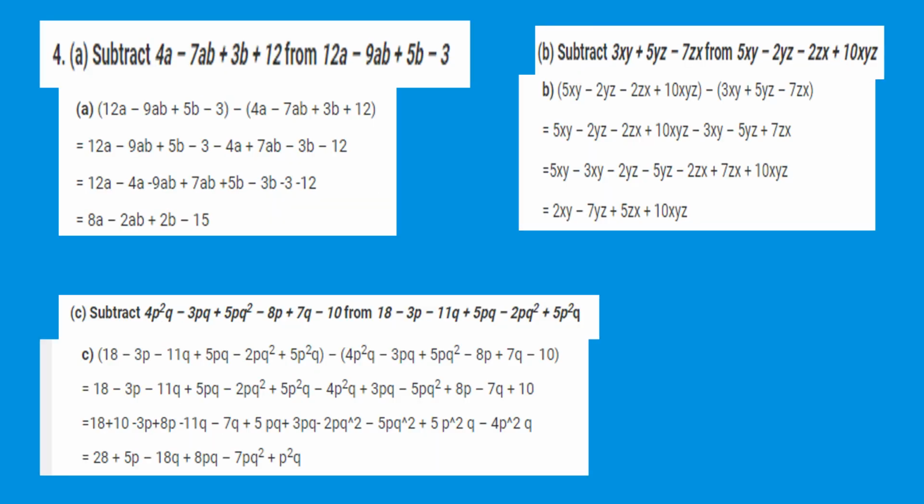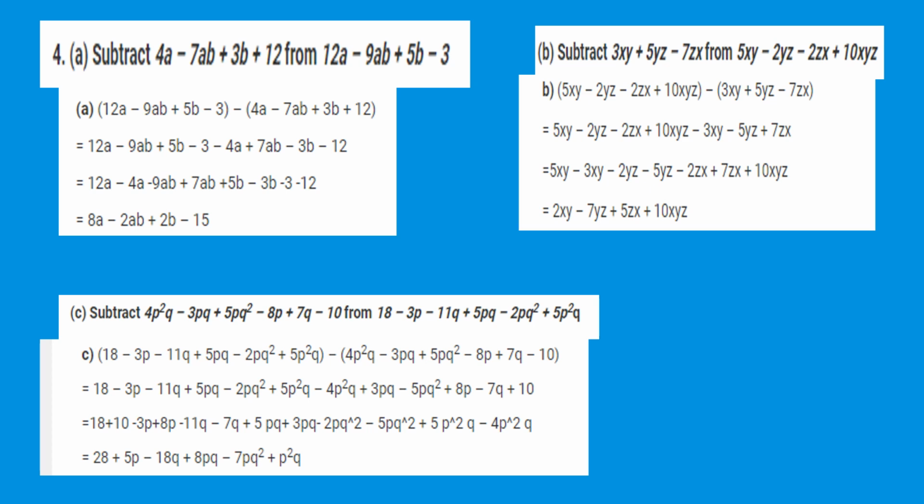Now similarly, let us go to subtraction. See here, what is it there in subtraction? 12a minus 9ab plus 5. Now what you have to do in subtraction? They have told, subtract 4a minus 7ab plus 3b plus 12 from 12a minus 9a plus 5b. When the word from comes, first you have to write that in the beginning. So you write 12a minus 9a plus 5b minus 3. And here next you write the second one.